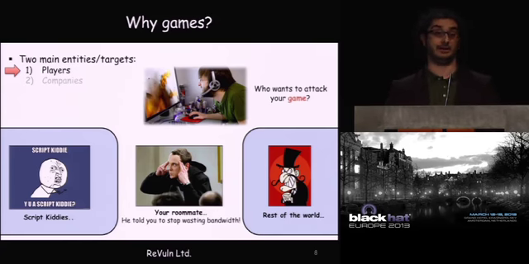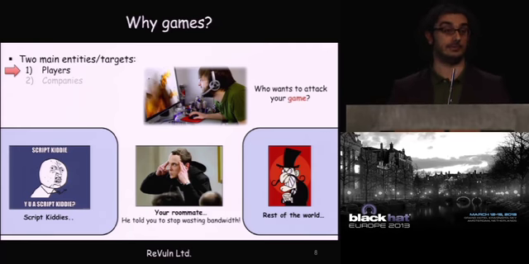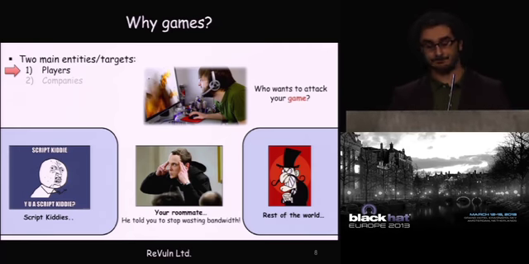We have script kiddies. You may know them. They are people with no knowledge about security, no skills. They download tools from the internet, and they run these tools just for fun, and they crash games for players. And then we have the rest of the world. The rest of the world includes a lot of people with different ideas and different targets. Think, for instance, about malware authors that are trying to spread their new malware by using games as a possible vector.